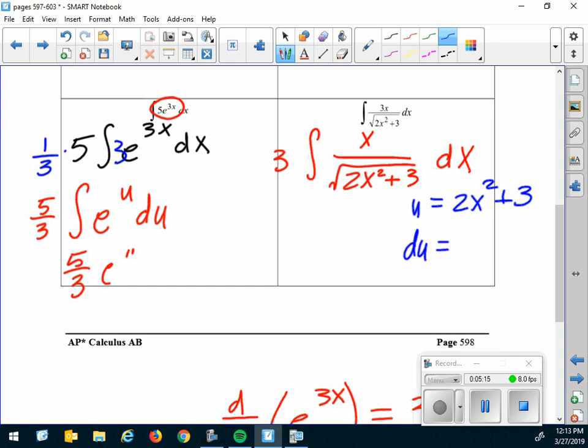So what is du? 4x dx. Do I need to put anything else in my integral? I need that 4. But I offset it with? So now I'm going to rewrite. I've got 3/4 times the integral of what?